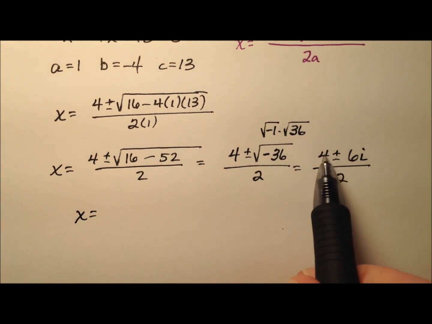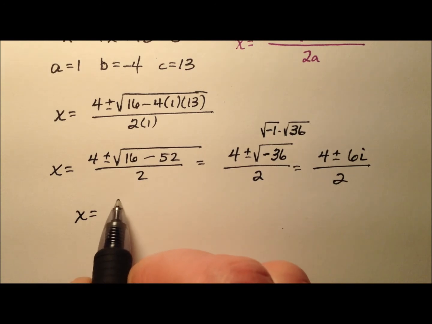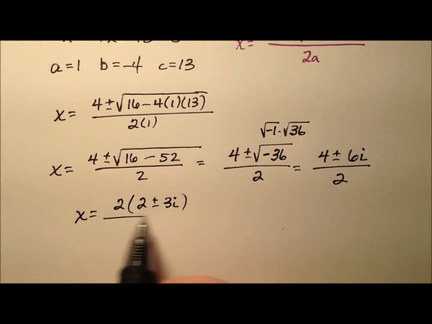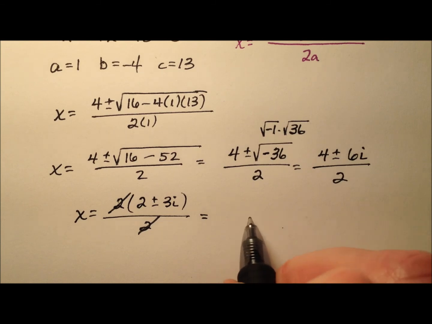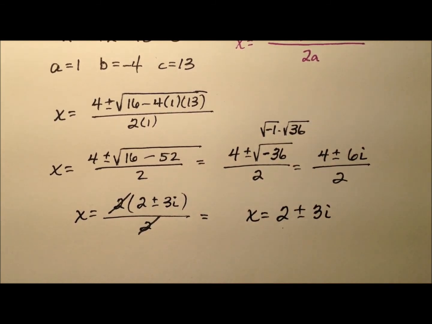I can factor a 2 out of each of these terms in an effort to cancel this 2. So let's go ahead and see what that looks like. So 2 plus or minus 3i all over 2. And indeed, those 2s cancel. So I'm left now with x equals 2 plus or minus 3i.